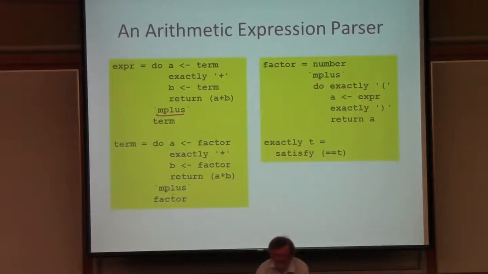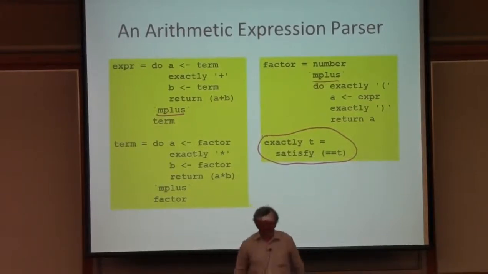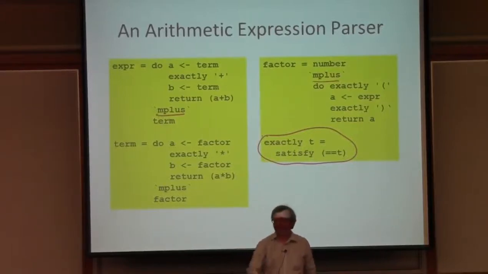And factor is the innermost thing, innermost non-terminal. It parses a number, or if that doesn't work, it looks for an open bracket, an expression, and a closed bracket, and just returns the value in the expression. And I've used this exactly combinator, which just looks for a token that satisfies that it's equal to t. So it looks for precisely one token. So I've written very little code, and now I can write a parser that corresponds very closely to the grammar for expressions that I'm parsing. So it's a nice and classic example.